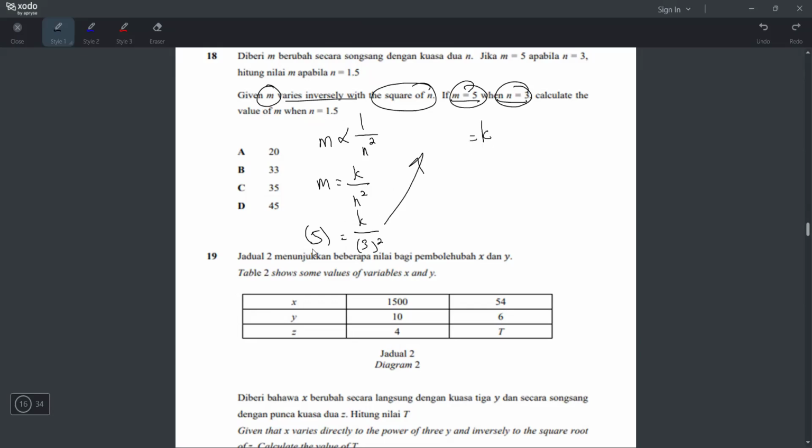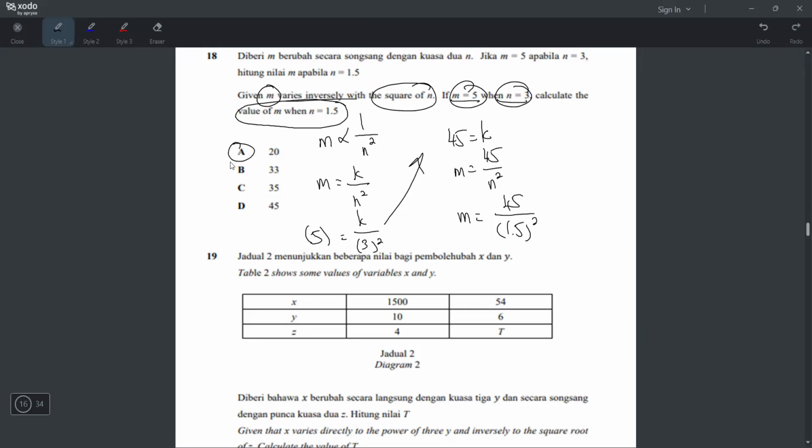So K equals to 5 times 9, which is 45. And then you rewrite the whole formula: M equals K over N square, means 45 over N square. Now you already find your K. Sekarang baru you buat apa yang soalan suruh cari. They want to calculate M when N is 1.5. So very easy, just sub 45 over N square, put 1.5. And if you press this, my calculator gives me 20. So ada jawapan, A is the answer.